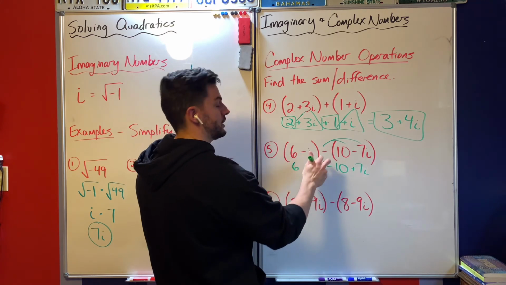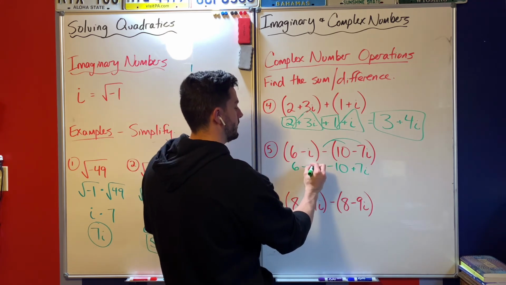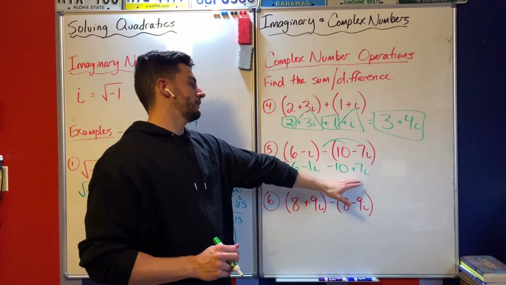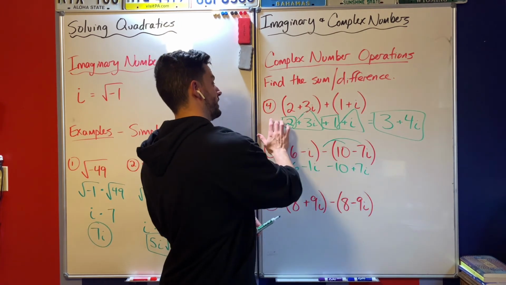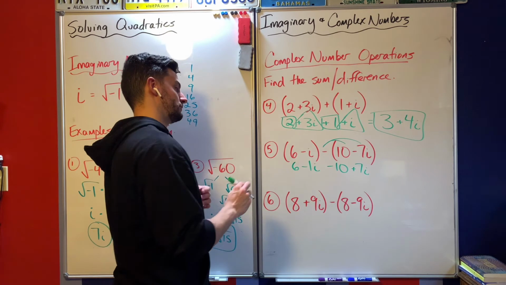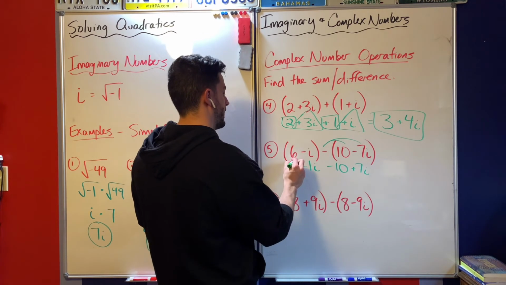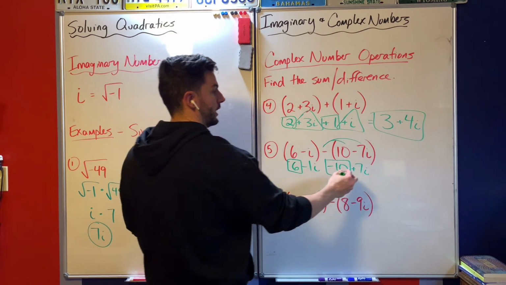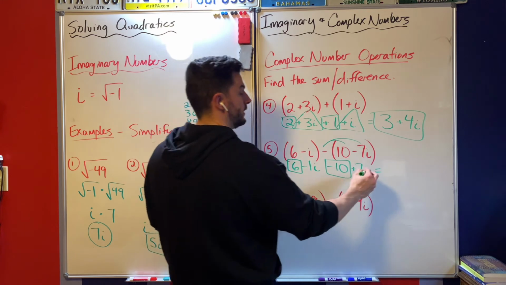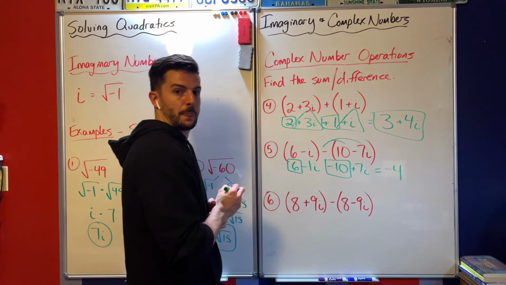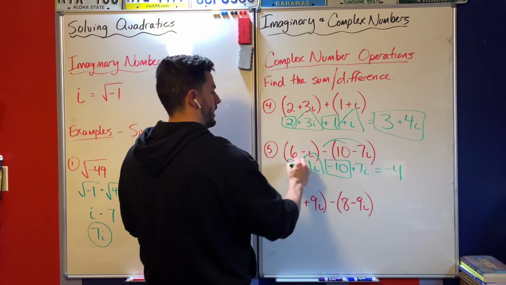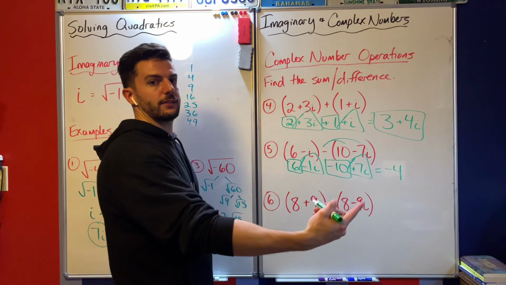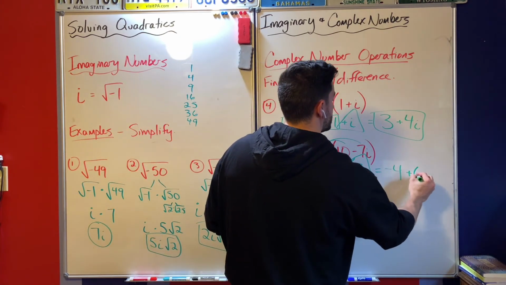And then this first group does not change, because this is the group that I'm starting with, and I'm taking away the second group. So I distribute the negative to the second group, and now it's so similar to what I had up here in number 4, and I can just combine my like terms. Same idea. I have two whole numbers, positive 6 and negative 10. So 6 minus 10 gives me negative 4. And then negative 1i plus 7i. So negative 1 plus 7 gives me positive 6i.